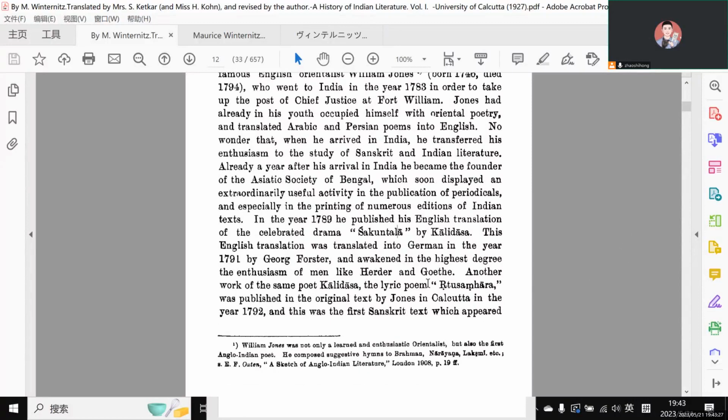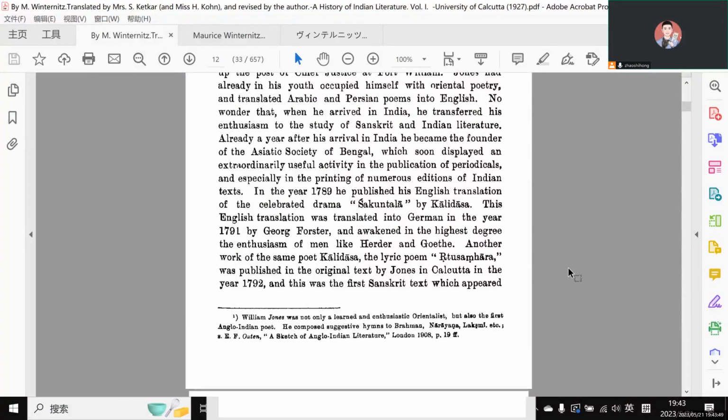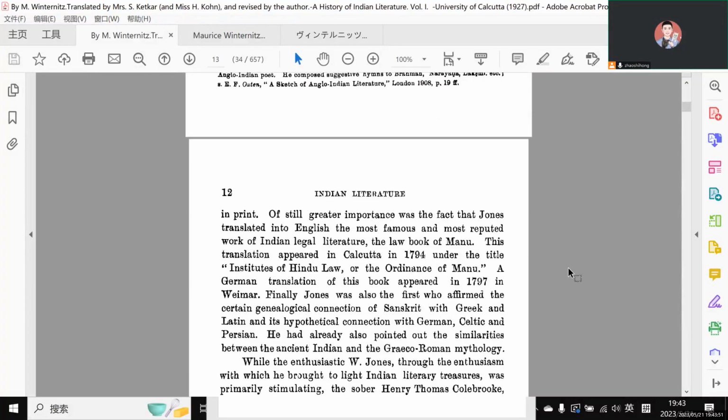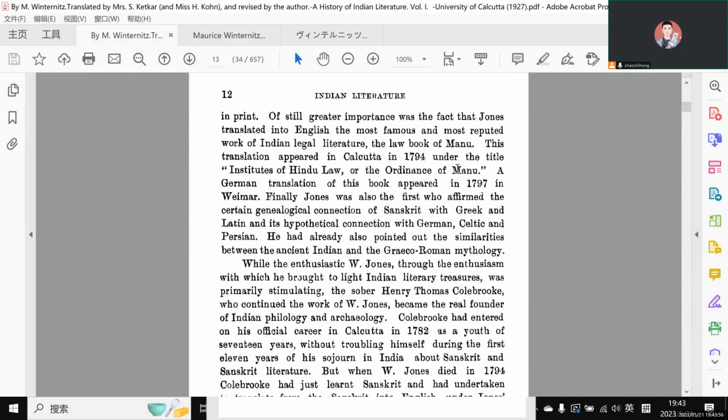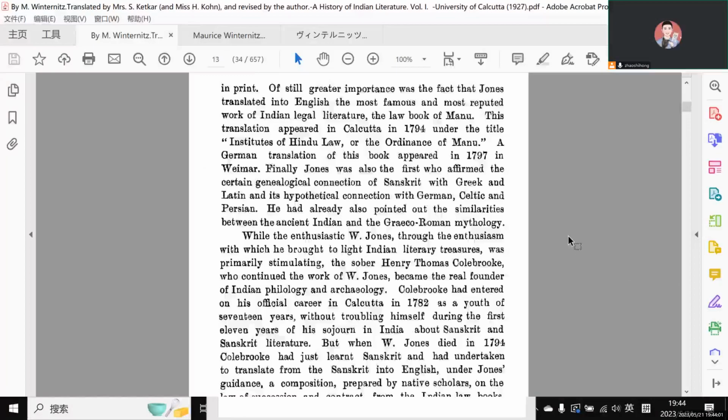Also, he did something on the Ritusamhara, 时令之环, a poem composed by Kalidasa, also a famous and significant poet, composing in Sanskrit. And also the Manusmriti, the law of Manu. Yes, he also did some editing of that.